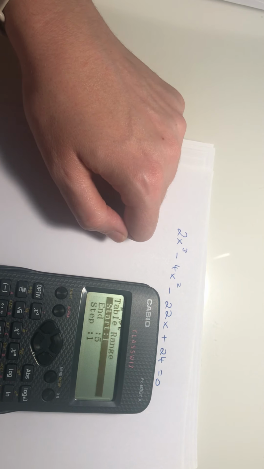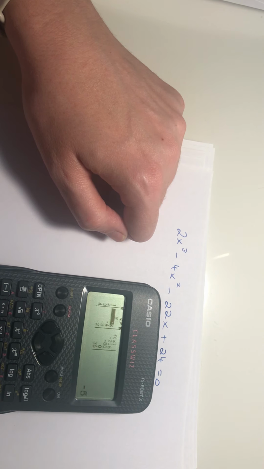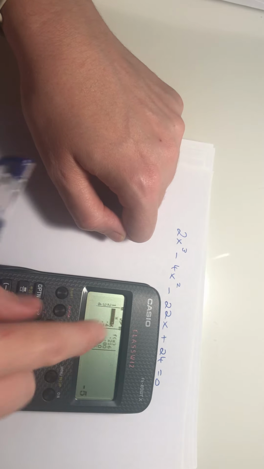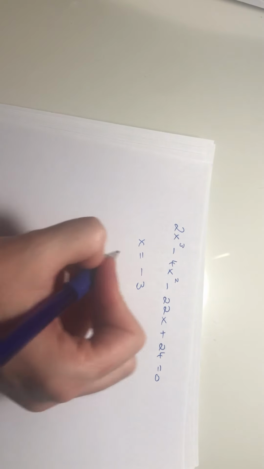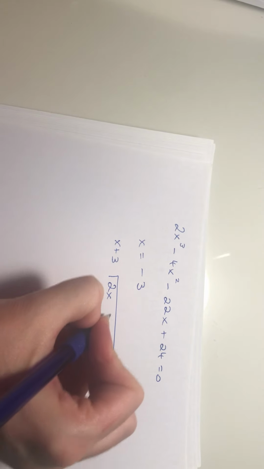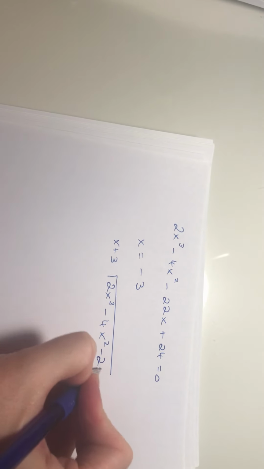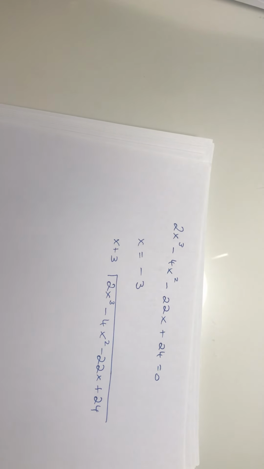I'm not doing g of x. I want to start at 1. Let's start at minus 5 and go up to 5. Okay, so there we go. We have a root. X is equal to minus 3. So if x is equal to minus 3, then x plus 3 is a factor. We could do long division. Now, if my calculator gave me more information, then I could just use that. I'm going to do the long division here.